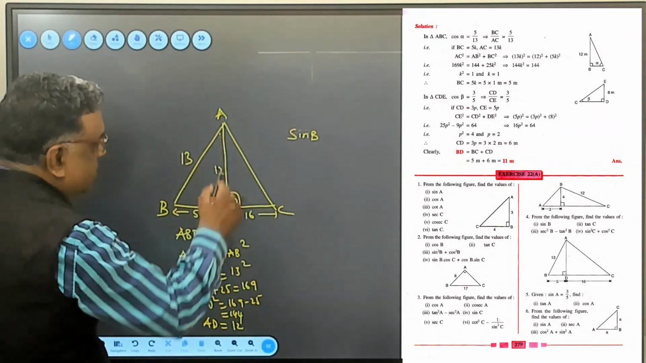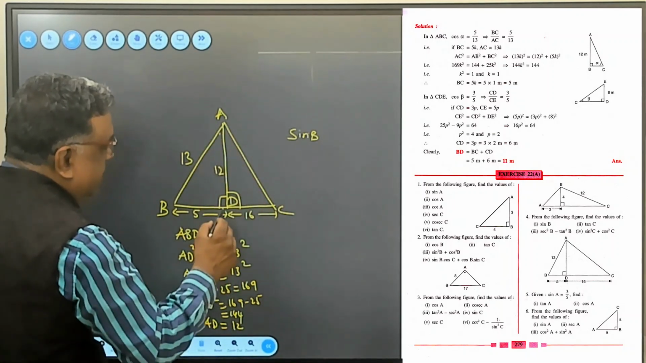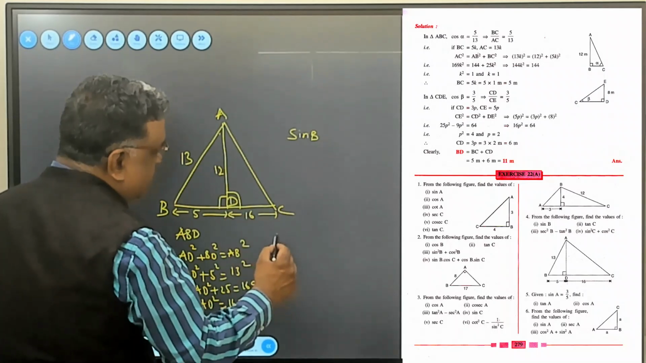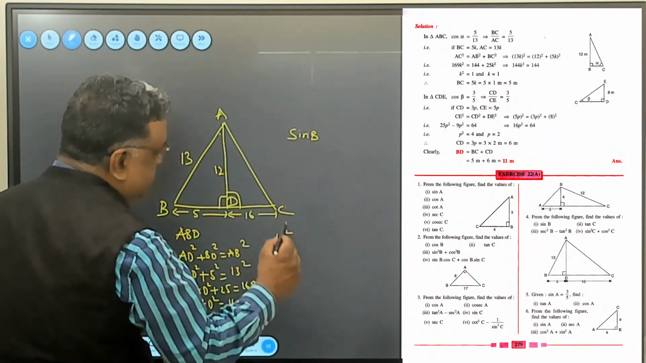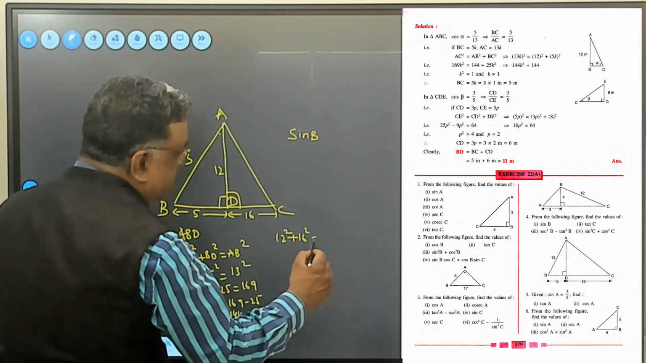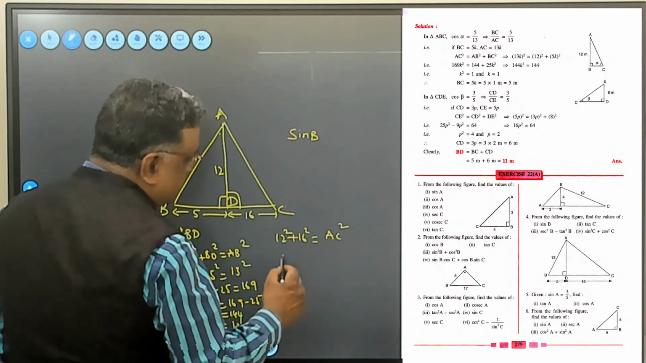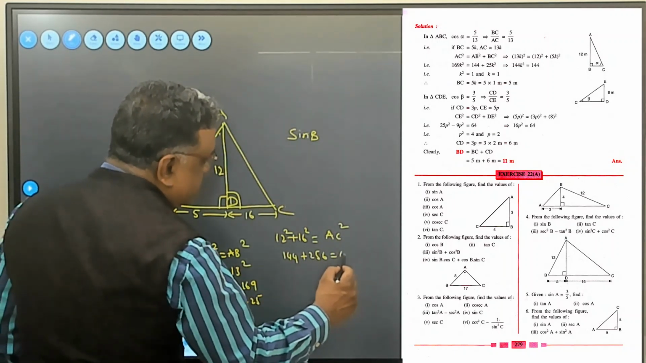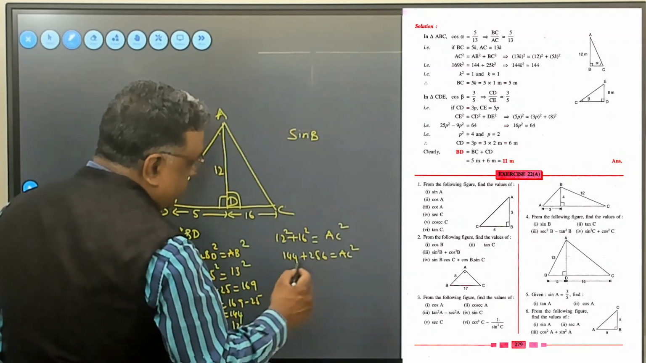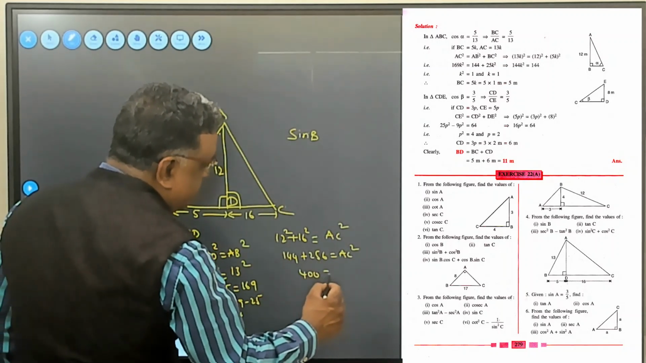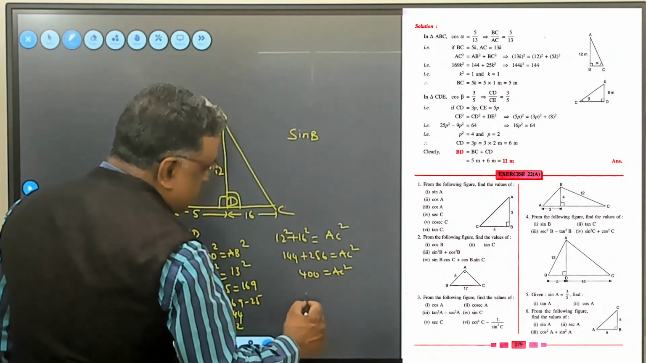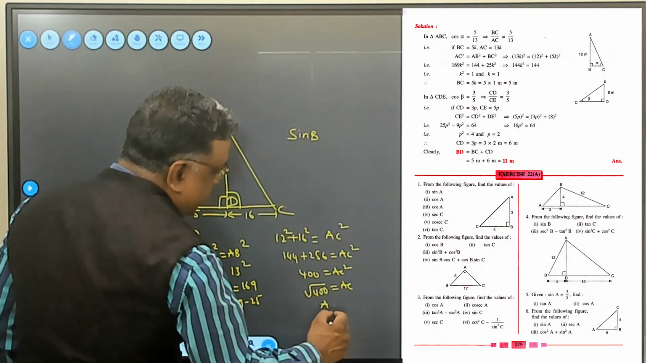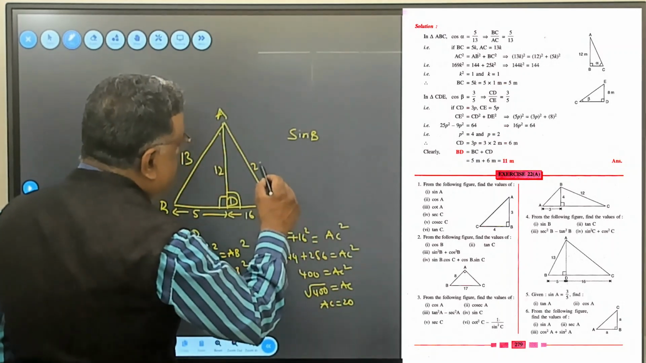Similarly, now since I got this side, I will apply Pythagoras in triangle ADC. So here it will be AD square, which is 12 square, plus CD square, which is 16 square, equals AC square. So this will be 144 plus 256, which is 400, which is AC square. So square root of 400 would be AC. So AC becomes 20. So this side is 20, right?